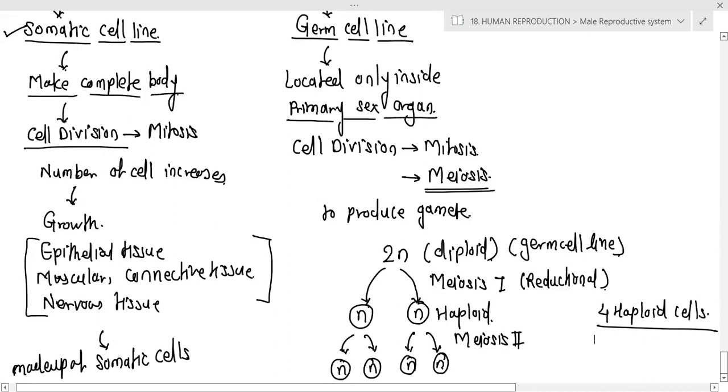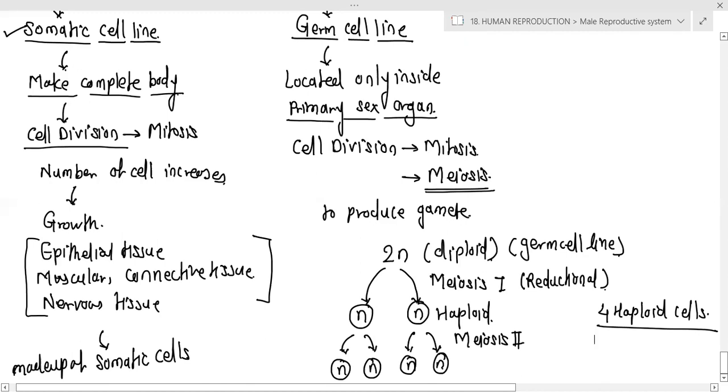Yes, ma'am. Now, why this cell division? Let me just take some more. Oh, here it is. Okay. So why do we need to have two cell lines? Why so complicated? Why does a sexually reproducing organism need to be so complicated, right? Maintain two cell lines and everything.